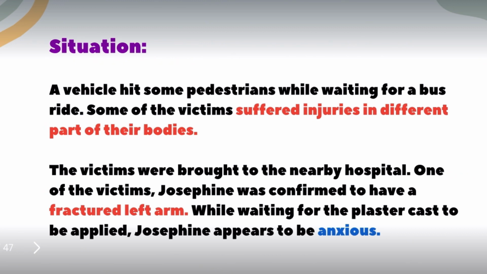Situation. A vehicle hit some pedestrians while they were waiting for the bus. Some of the victims suffered injuries to different parts of their body. Josephine confirmed that he had a fractured left arm. Tapos si Josephine is anxious. I already underlined the keywords.